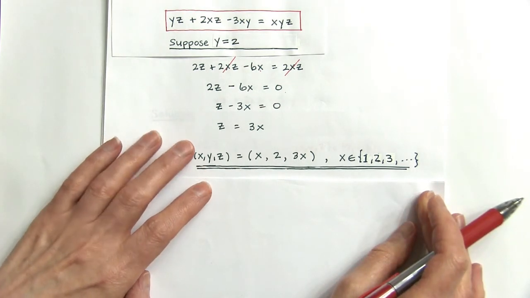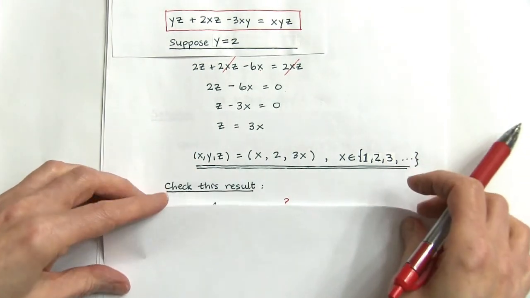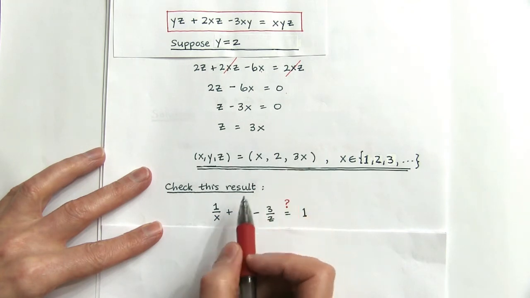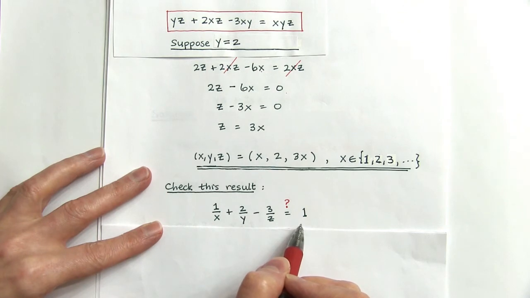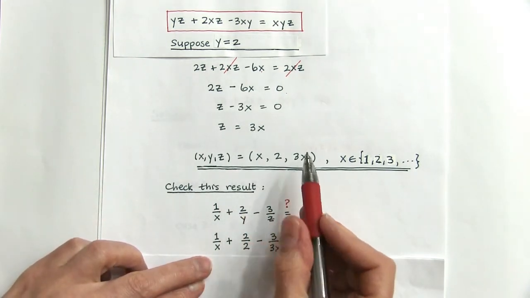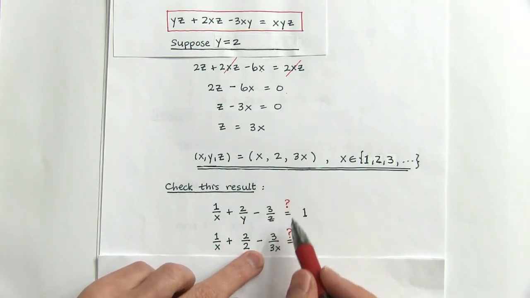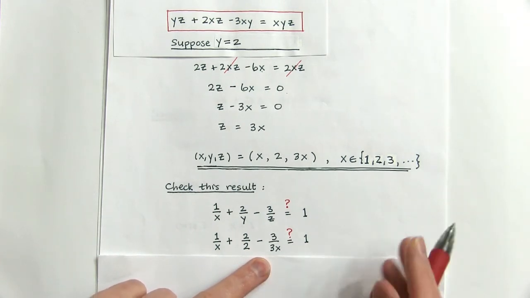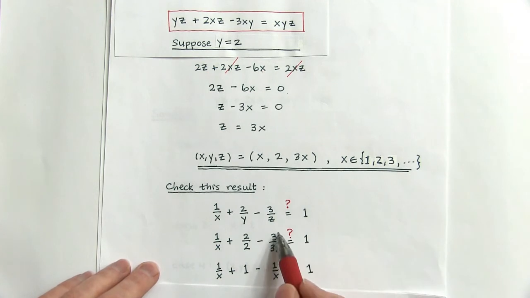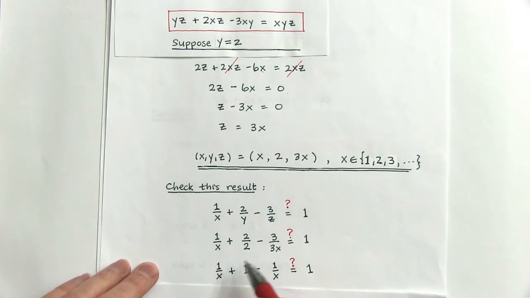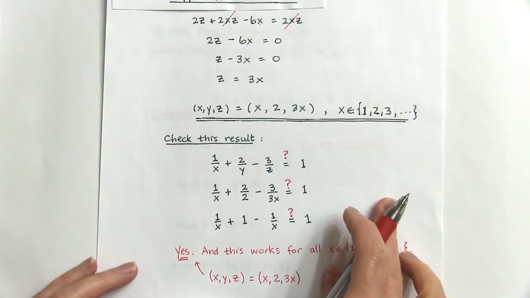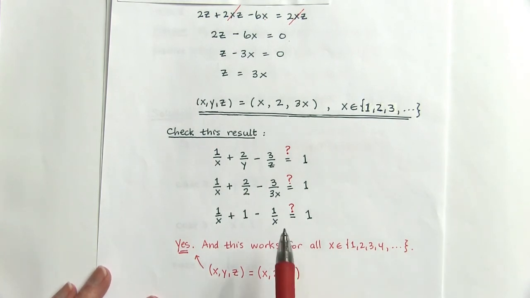Let's check if this does solve the original equation. So checking this result, we want to know if this is our value for x, y, and z, is it true that 1 over x plus 2 over y minus 3 over z equals 1? Well, plugging this in, we have 1 over x plus 2 over 2 minus 3 over z, which is 3x, and we want to know, is that equal to 1? And yes, it is, because 3 over 3x is just 1 over x, and 1 over x minus 1 over x is 0, and so we're left with 1 on both sides of this equation, like this. So yes, 1 equals 1.